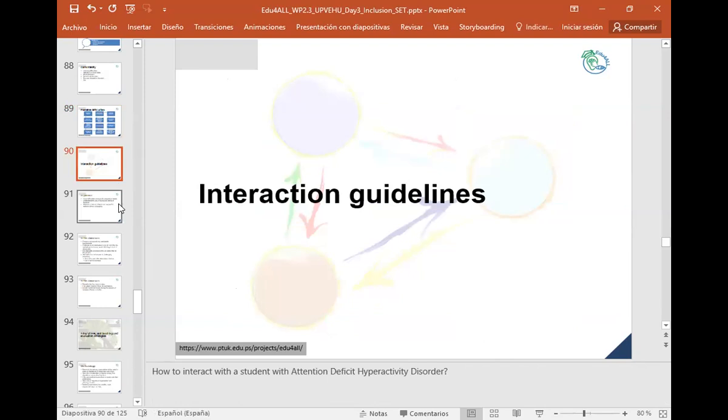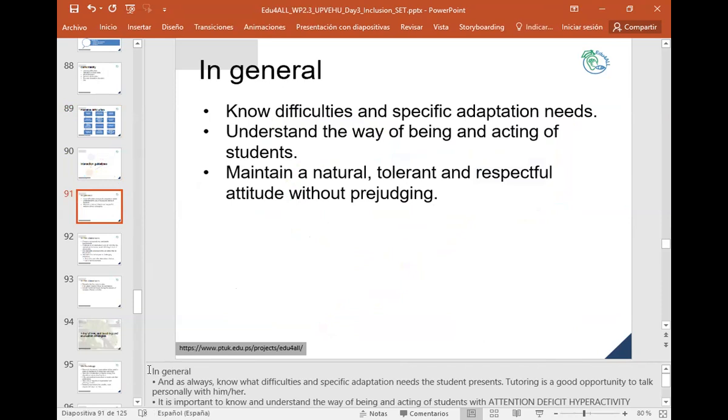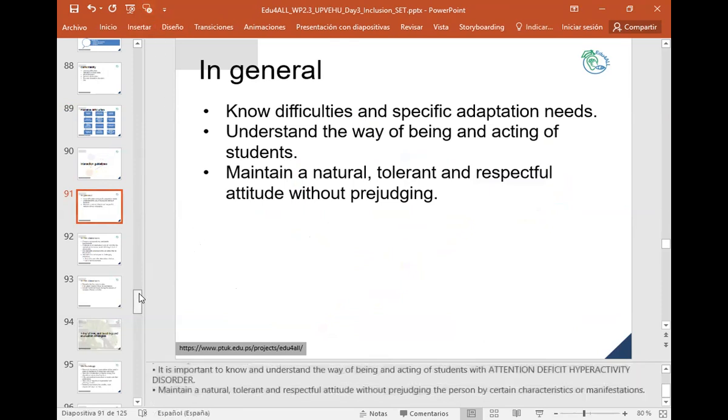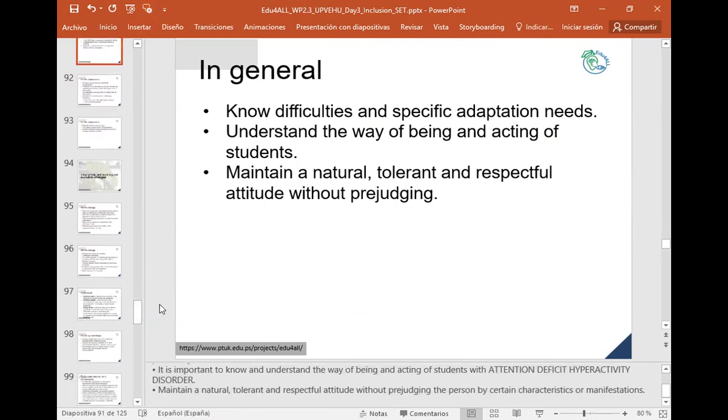Okay, and here are guidelines about how to interact with these students. In general, and as always, know what difficulties and specific adaptation needs the student presents. Tutoring is a good opportunity to talk personally with him/her. It is important to know and understand the way of being and acting of students with attention deficit hyperactivity disorder. Maintain a natural, tolerant, and respectful attitude without prejudging the person by certain characteristics or manifestations.